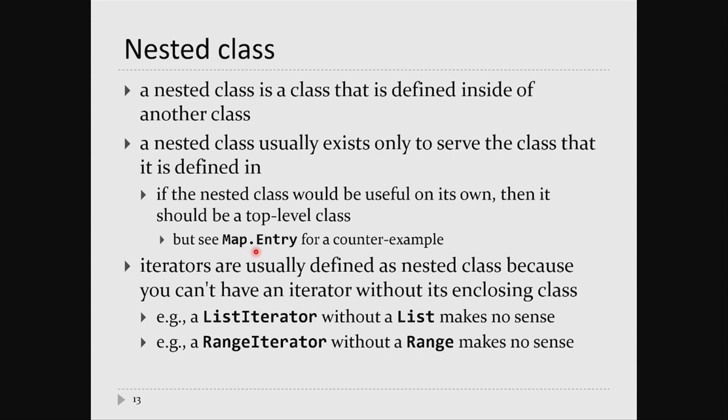If you look at the Map class, there's an Entry class defined inside of Map as a nested class. That Entry class is public so that anybody else can use it. An entry in a map is just a key and a value pair. So there's an example of a class that would be useful outside of Map, but is actually defined inside of Map. The reason it's defined inside of Map is because Map is a collection of entries, so it makes sense to bundle the Entry class with the Map class.